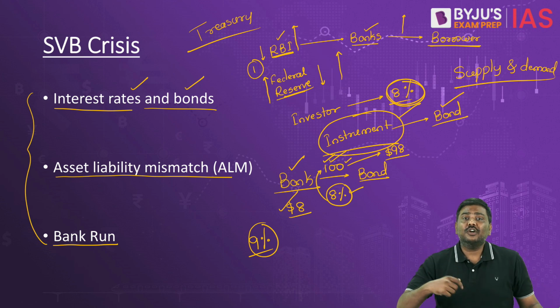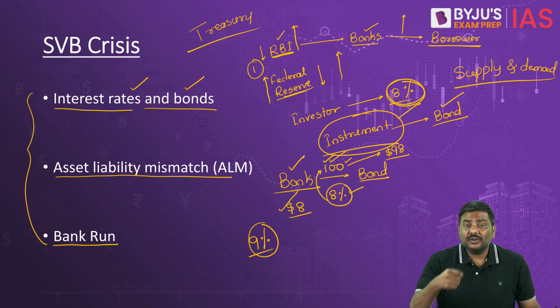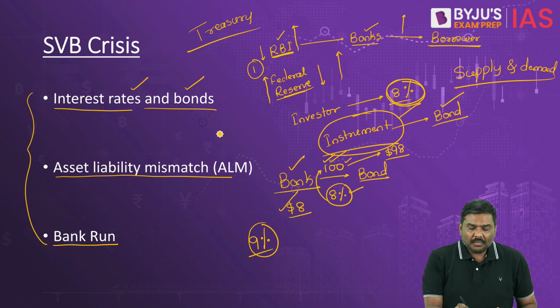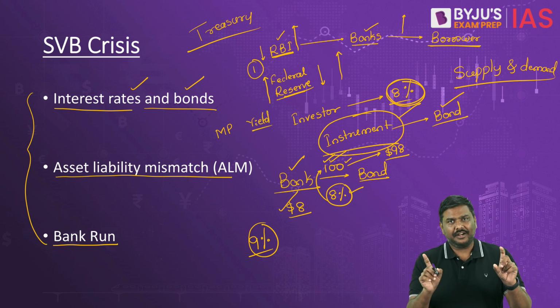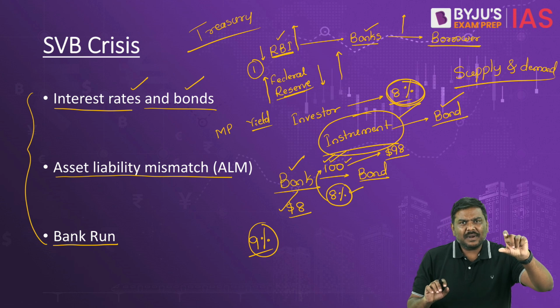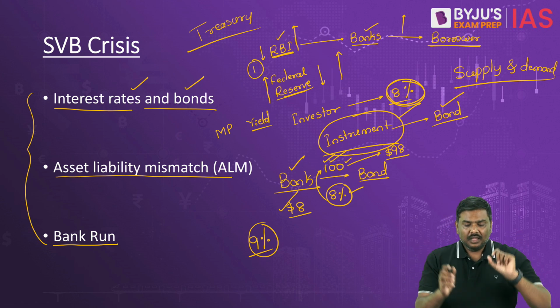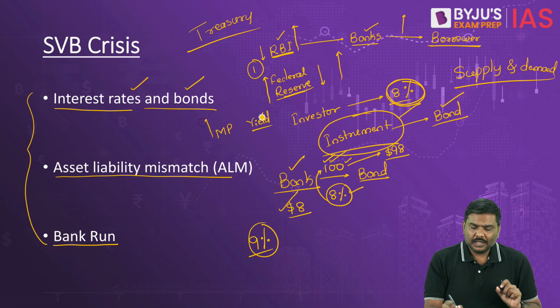This is basically referred to as yield. So remember this very carefully. The market prices and the yield rate in the market are inversely related. Simple. The market prices of the bonds and the yield rate are inversely related. If the market prices go up, yield rate will come down. If the market prices of the bonds go down, yield rate automatically goes up.